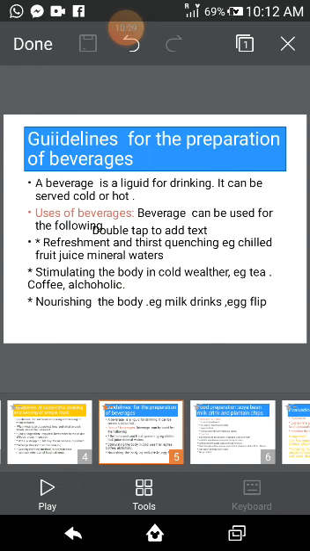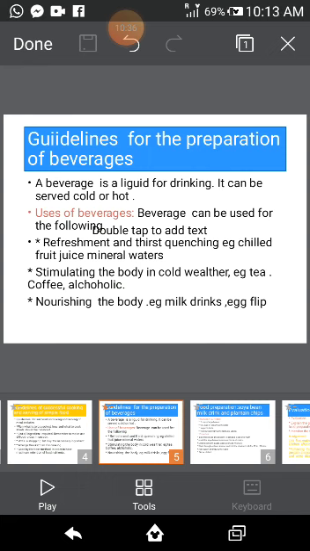What do we mean by beverages? Beverages are liquid for drinking. It can be served cold, it can be served hot. You can take it either in the morning, you can take it either in the evening, you can take it even in the night, depending on how you want it. This leads us to uses of beverages.